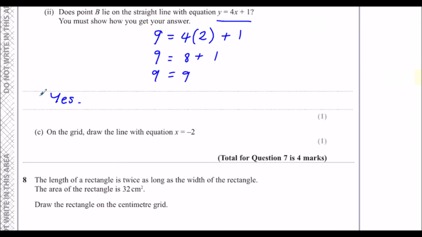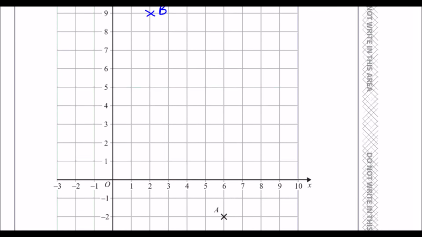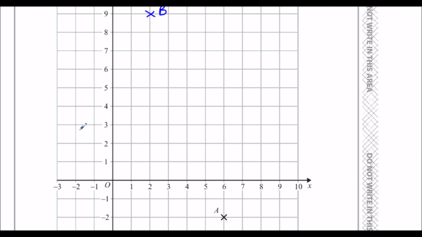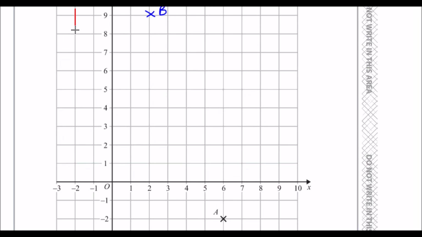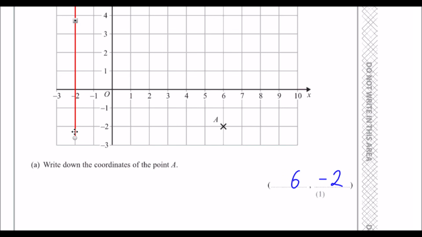Part C. On the grid, draw the line with equation x equals negative 2. So where does x equal negative 2? That's here, all the way up here. These are all the points where x is equal to negative 2. So we'll get a line, and there are all the points where x equals negative 2. We can extend it up and down. So there's our line.